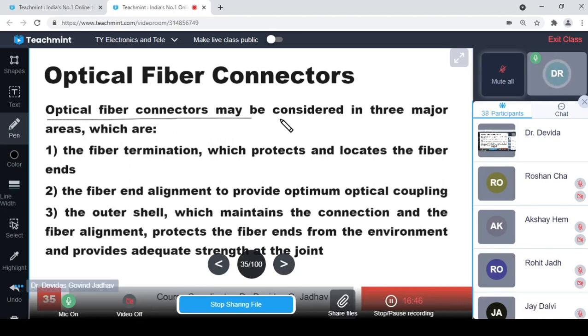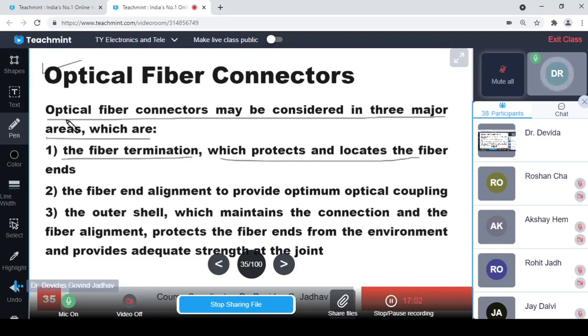So optical fiber connectors may be considered in three major areas, which are the fiber termination, which protects and locates the fiber. Okay, so we are starting this now for today.